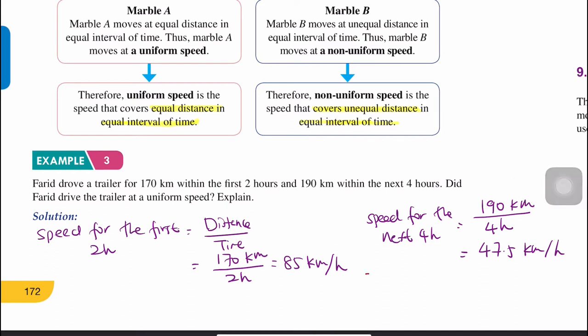So kita boleh buat, therefore the speed for the trailer is non-uniform. Okay, clear? Mudah sahaja, betul?